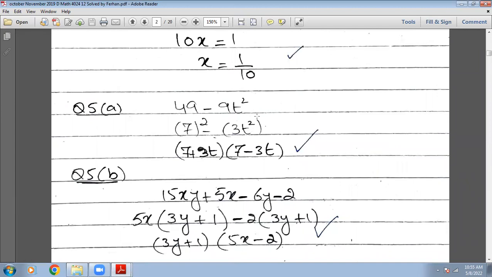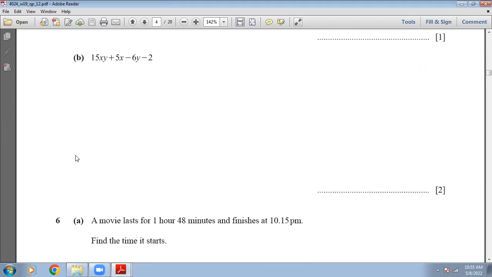So here on your screen, you can see it's 7 square minus 3t. Oh, sorry, this square should not be here. It should be here. So it will be 7 plus 3t in one bracket, and in the other bracket you will have 7 minus 3t. This square, which I wrote here by mistake, should be outside the bracket. So mark this mistake. Hopefully you understand.